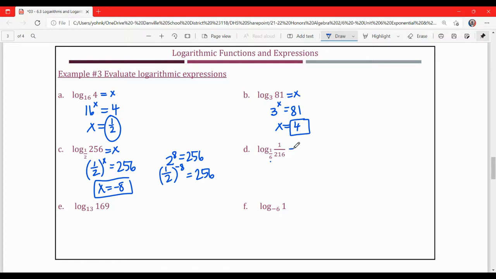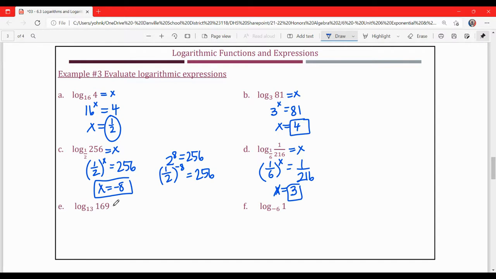This one says if we set it equal to x, 1/6 to what power equals 1 over 216. So a fraction is staying a fraction, so I just need a value of x. So think about how 6 can be taken to a power and get 216. Well, 6 to the 3rd is 216, so x equals 3.